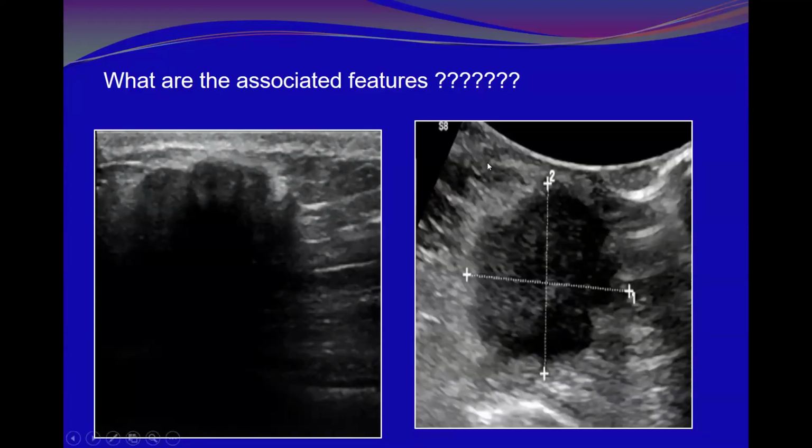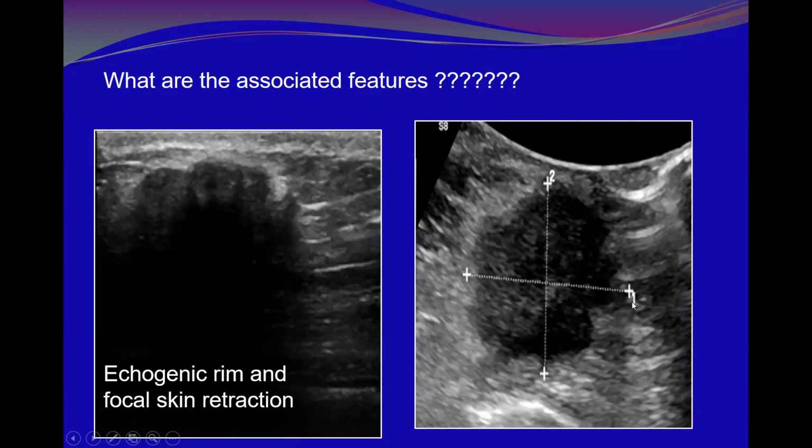Here, this is my patient. Can you see throughout it? Because the convex, low frequency probe eliminates the extensive posterior shadowing, you can see the whole mass. Can you see this irregular non-uniform rind? Can you see the cut in the tissue plane and the Cooper ligament changes?